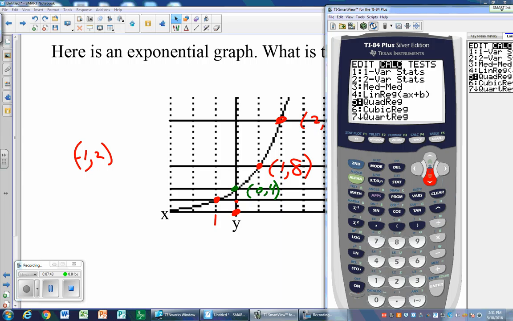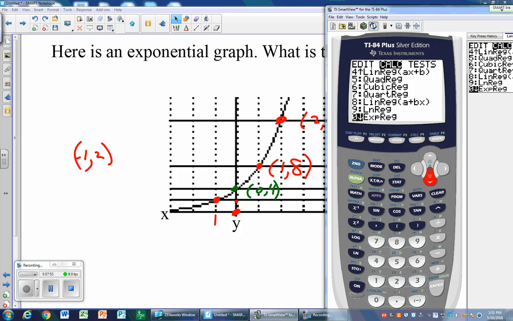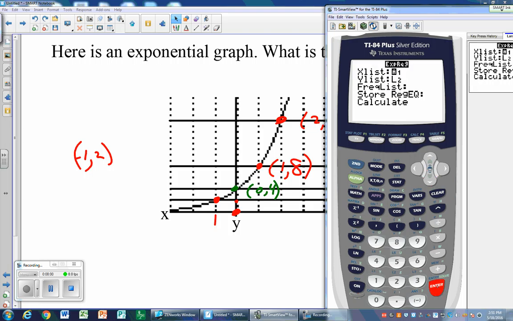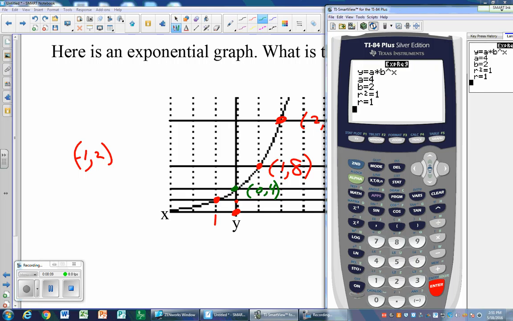Quadratic, is that a parabola? No. Is it a cubic? No. I don't know what a quartic is. I do. You don't. So let's see. I'm looking for exponential. Oh, exponential regression. So I hit enter there, and I want everything to be calculated. And there it is. I write down the equation.